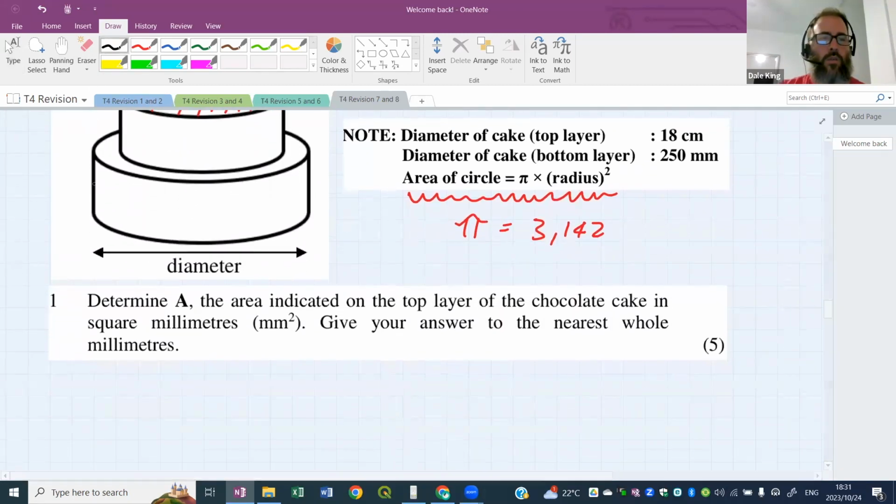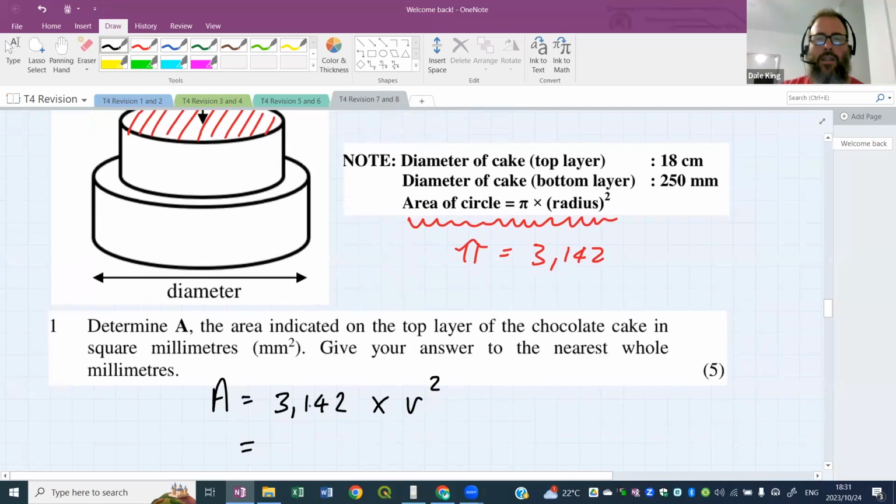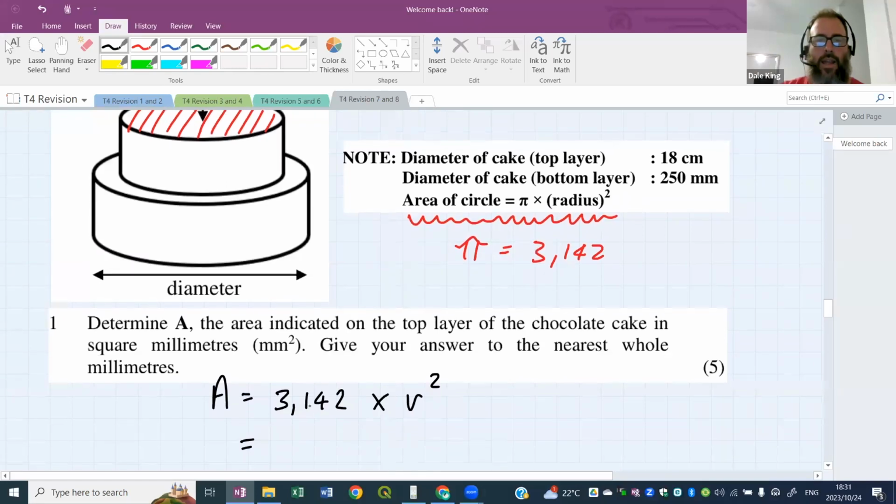Okay, so I'm going to write the formula out always. Write it out first. Area is equal to pi, and we know pi is 3.142, times the radius squared. I'm just going to write this out first. Now we need a radius for this formula. They tell us that the diameter of the cake is 19 centimeters. All right. Now, two things. We obviously need to convert the diameter of 19 centimeters into a radius.